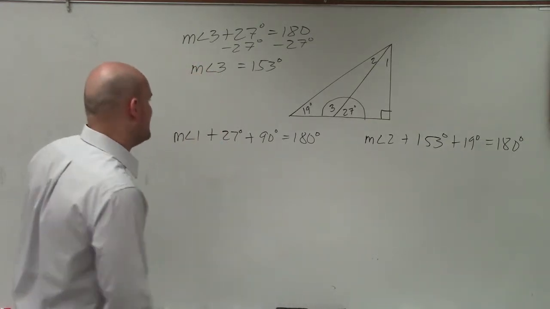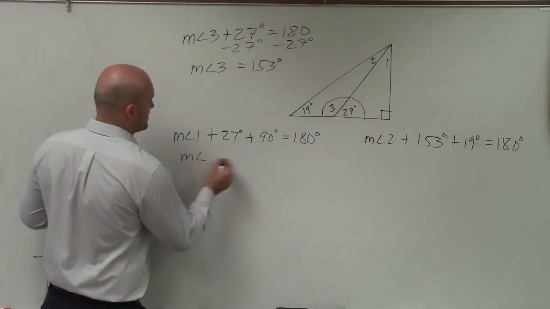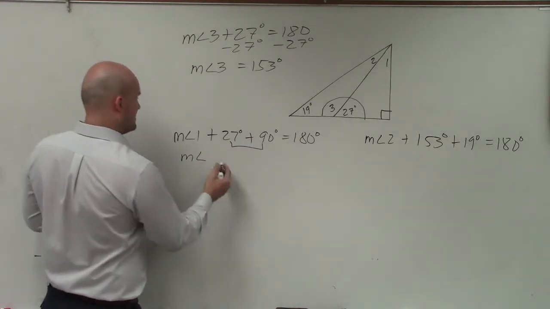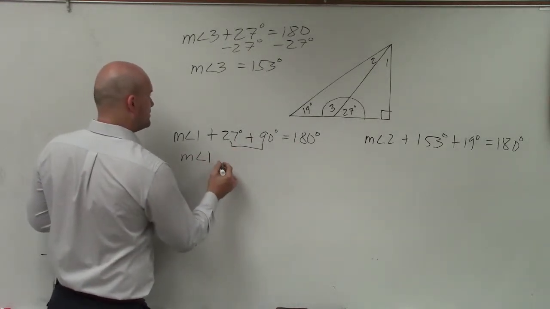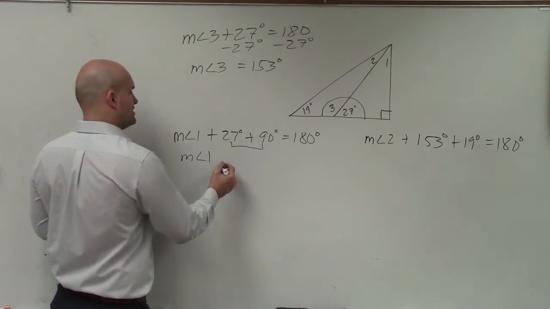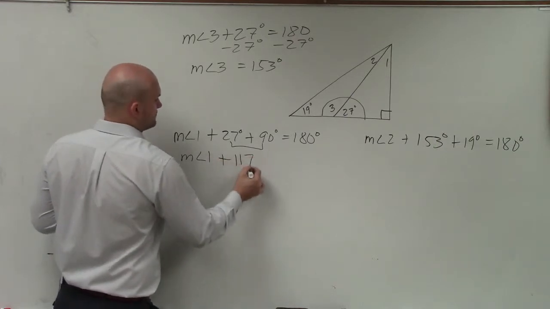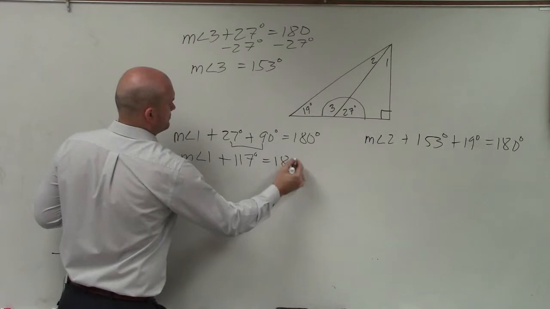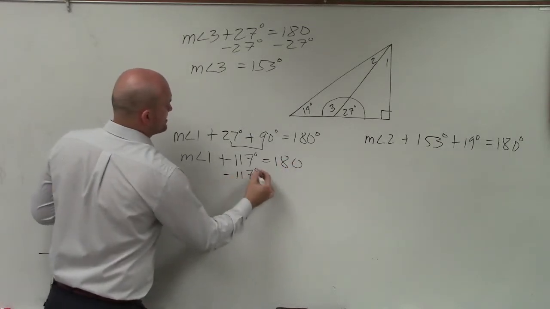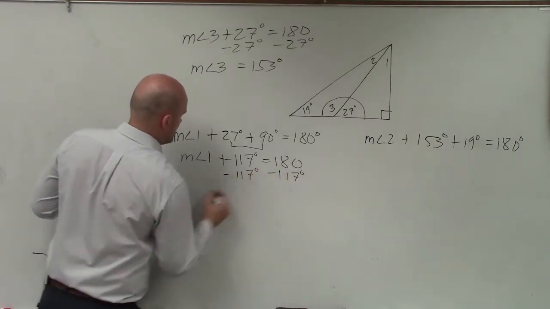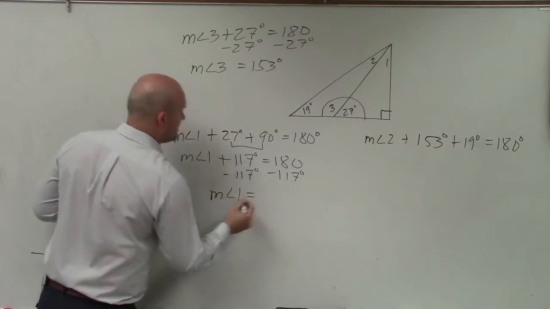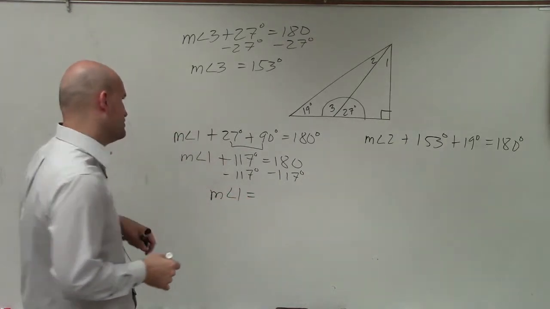All right, so now let's go and solve. To solve, I'm going to combine my like terms. That's going to give me measure of angle 1 plus 117 equals 180. Subtract 117 on both sides. So measure of angle 1 is going to be equal to 63.